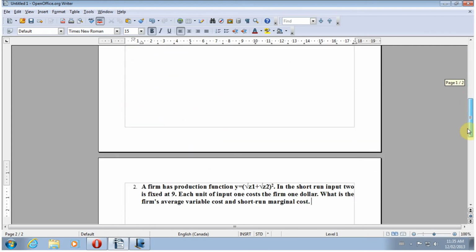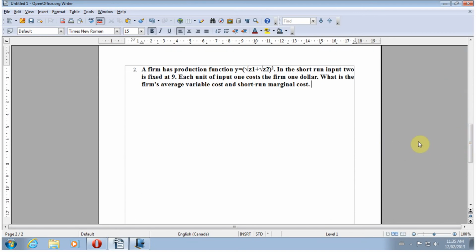Okay, I'm going to go down to the second page where I've written out the second question. If a firm with production function y equals root z1 plus root z2, squared, this whole expression is squared, not each individual component. That wouldn't make sense. And you can read the rest of it, and we'll have the newcomers pause the video to practice, and the people who wrote this test will just hang on for a second, and I'll take up the answers.